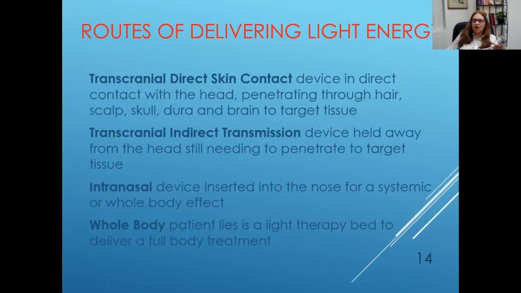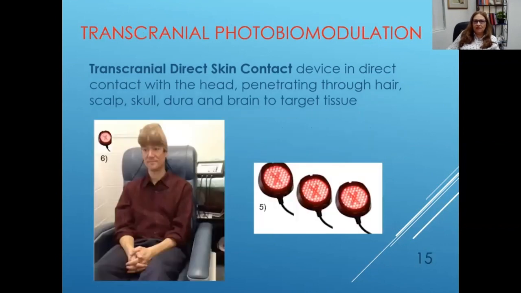And the patient lies on a therapeutic light bed, and it's closed. And you'll see some examples of that, and the entire body is treated. There is less research in that area that I'm aware of related to neurologic conditions, but certainly from a performance perspective and for chronic pain and other conditions, it's proven to be quite effective. So let's look at some of the devices that can be used.